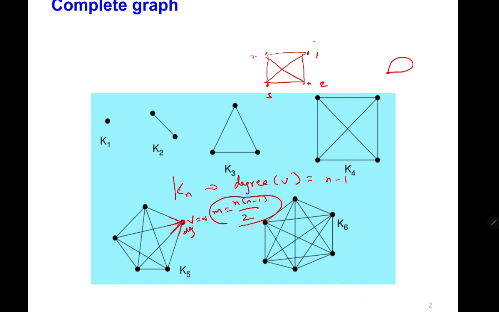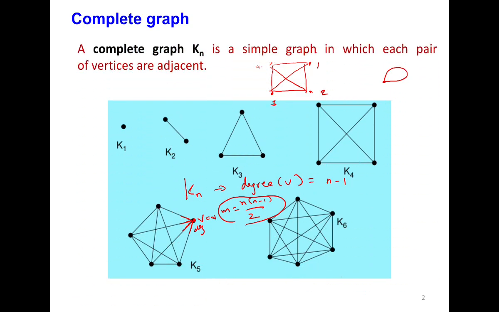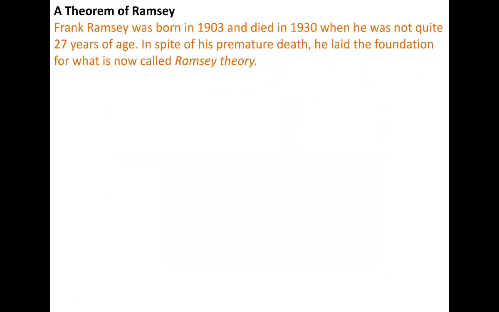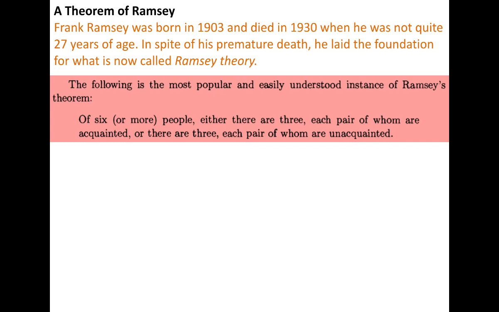Okay. Now let's talk about the Ramsey theory. Frank Ramsey was born in 1903 and died in 1930. During that small period of time, he introduced the Ramsey theory. In simple words, Ramsey theory says that if there are six or more people, then either three of them know each other or three of them do not know each other.